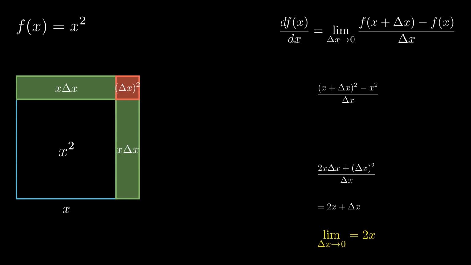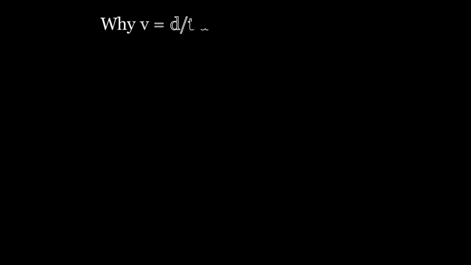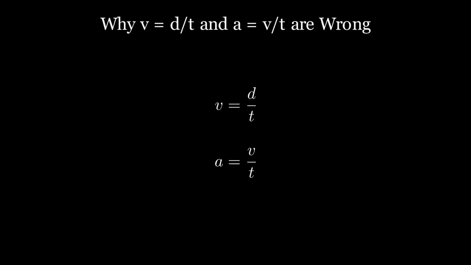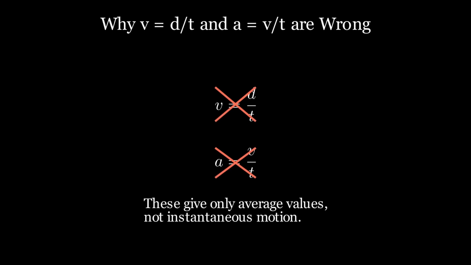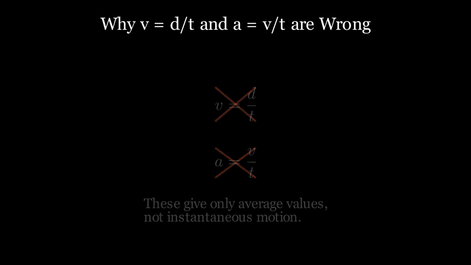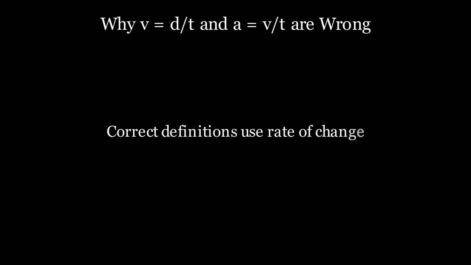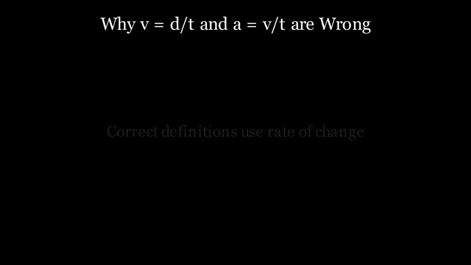In this video, we have learned the correct definitions of velocity and acceleration. Many students write velocity as distance divided by time and acceleration as velocity divided by time, but these are not correct definitions. Distance divided by time gives only an average value, not the motion at a single instant. Physics is concerned with instantaneous motion. Instantaneous motion requires derivatives, not simple ratios.